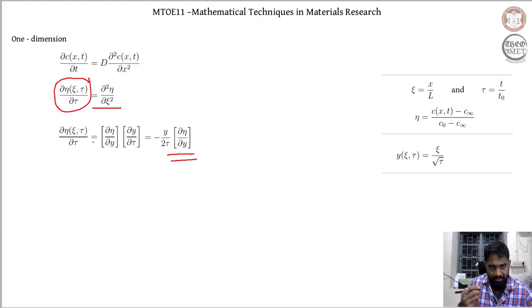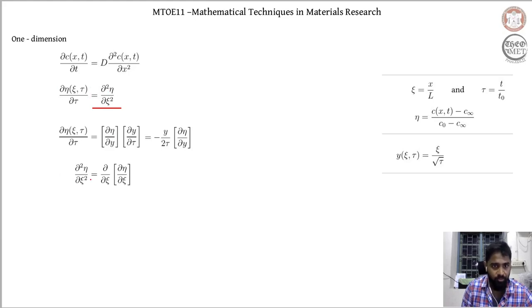Now I will consider the right hand side of my expression and try to solve it using my dummy variable y. The right hand side of the simplified PDE that I would like to solve can be expressed like this. Using the chain rule, I can write the change with respect to the non-dimensionalized spatial variable using my y in this way. So I can write it something like this.